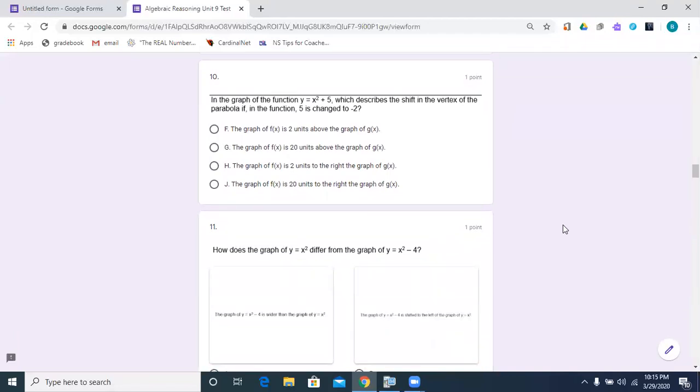Number 10. In the graph of the function y equals x squared plus 5, which describes the shift in the vertex of the parabola if in the function 5 is changed to negative 2? F, the graph of f of x is 2 units above the graph of g of x. G, the graph of f of x is 20 units above the graph of g of x. H, the graph of f of x is 2 units to the right of the graph of g of x. J, the graph of f of x is 20 units to the right of the graph of g of x.